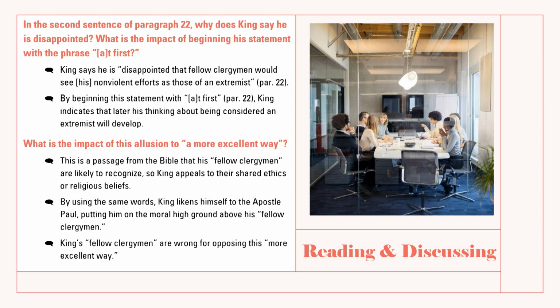All right? So then, what is the impact of the allusion to a more excellent way? This is a passage from the Bible that his fellow clergymen are likely to recognize. So King appeals to their shared ethics or religious beliefs. By using those same words, King is likening himself to the Apostle Paul, putting him on the moral high ground above his fellow clergymen. And then King's fellow clergymen are wrong for opposing this more excellent way.